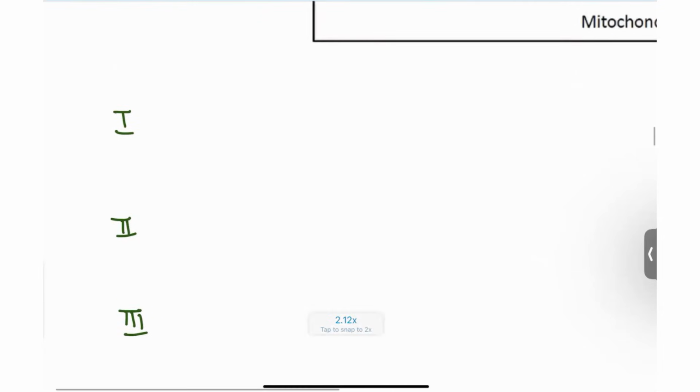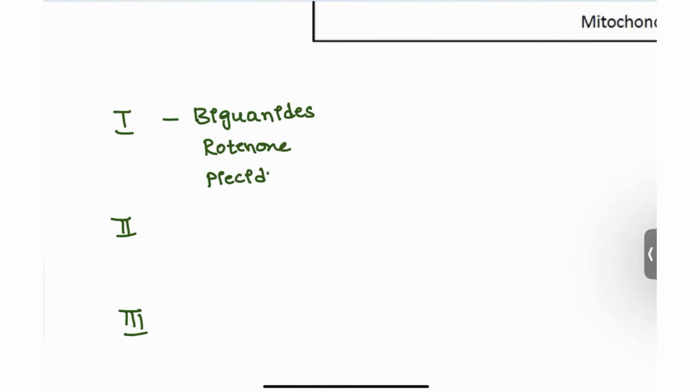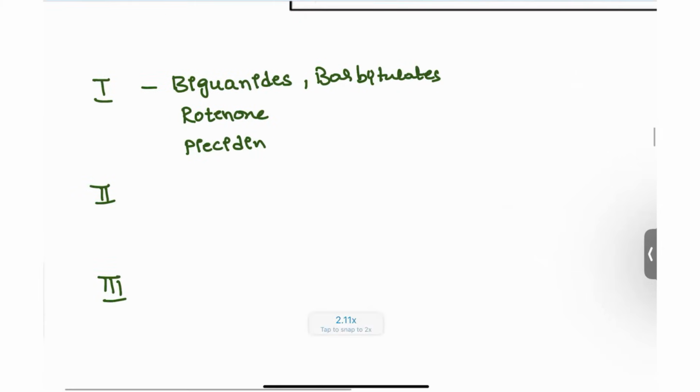What are those important parameters that can completely damage this oxidative phosphorylation? Let's see the examples. For complex 1, the most common are the biguanides. Okay, metformin, this drug is also one of the biguanides. And rotenone, this fish poison, can also cause it. And pyridine, this can also cause it. The other one is barbiturates. Okay, barbiturates can damage complex 1.